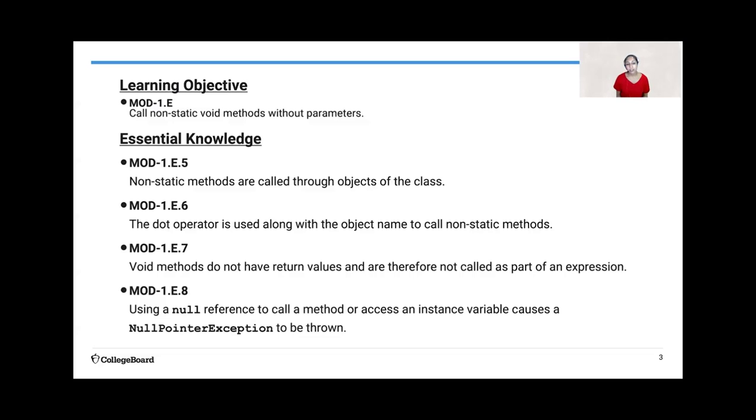We're going to learn how non-static methods can be called through objects of the class. We'll look at how to call methods using the dot operator. We'll also look at how void methods don't have return values, as well as what happens when I try to call a method or access an instance variable using a null reference.